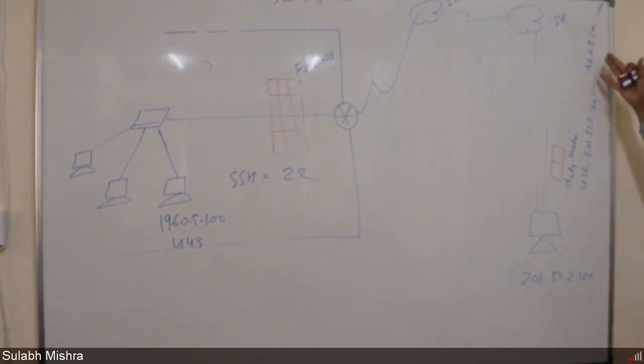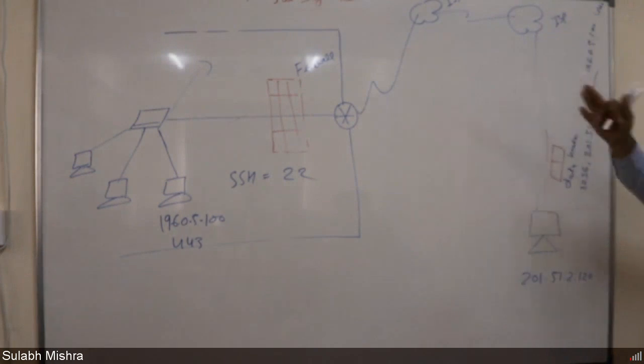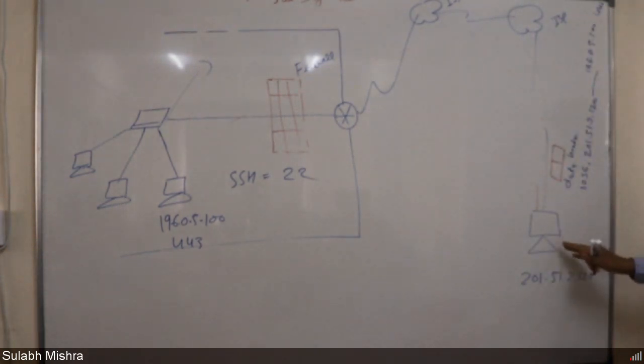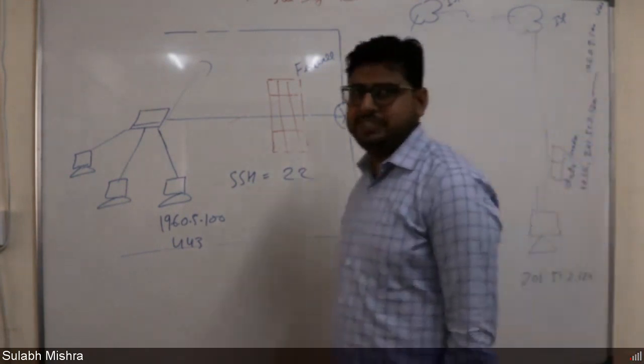But this information will be fixed. Destination IP cannot change. Destination port 443 cannot change. Source IP cannot change, right? If you are connected to the same network and still connected, you will have the same IP address, while the source port can change.